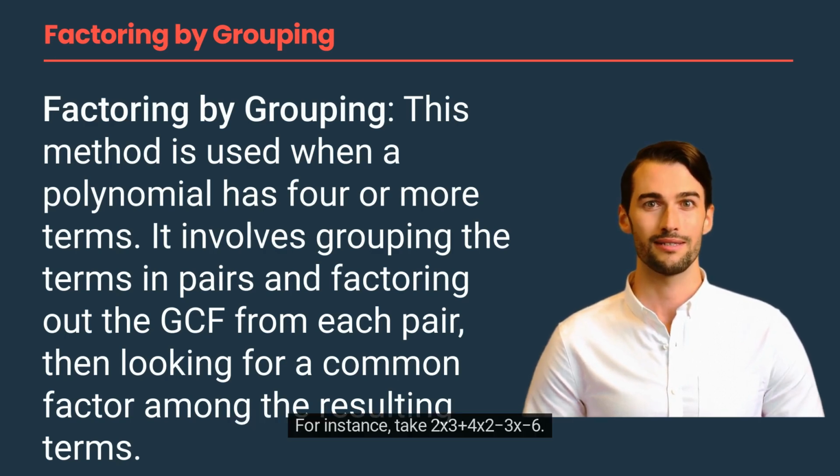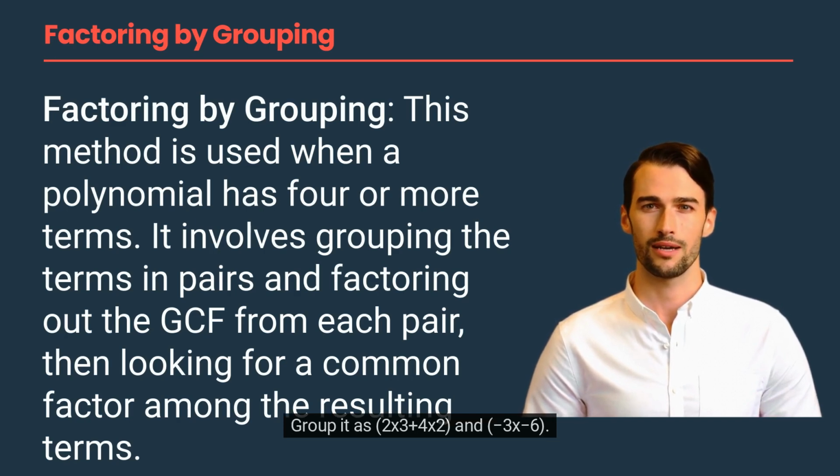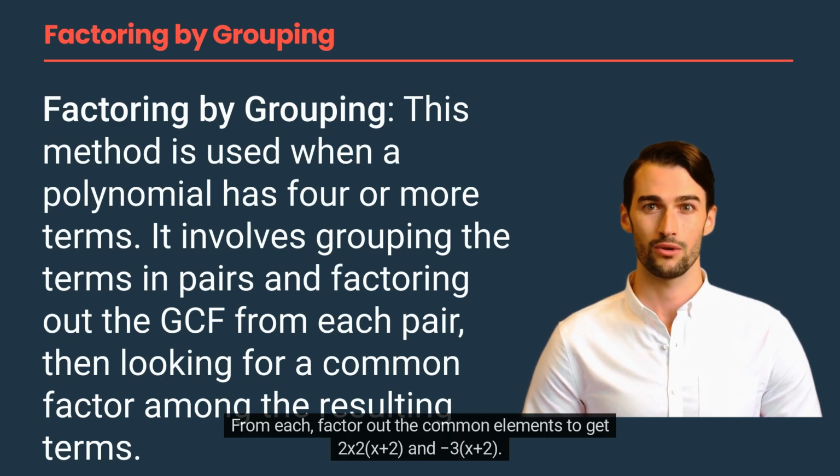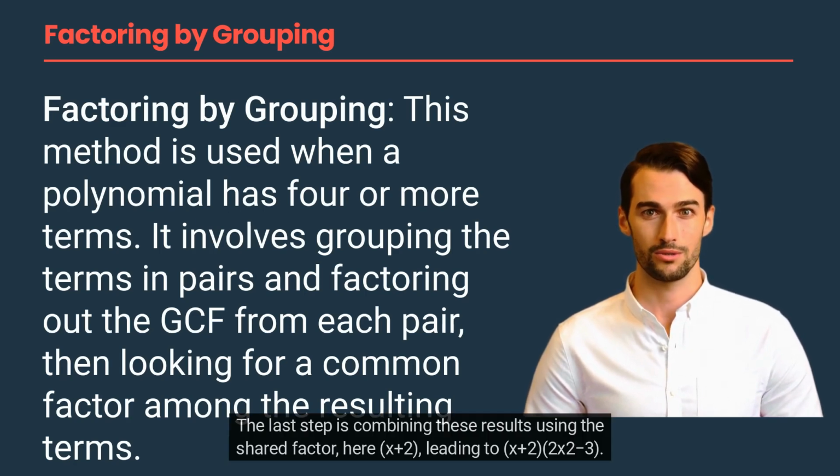For instance, take 2x³ + 4x² + 3x + 6. Group it as 2x³ + 4x² and 3x + 6. From each, factor out the common elements to get 2x²(x + 2) and 3(x + 2). The last step is combining these results using the shared factor here, (x + 2), leading to (x + 2)(2x² + 3).